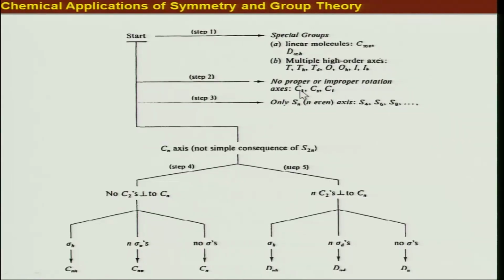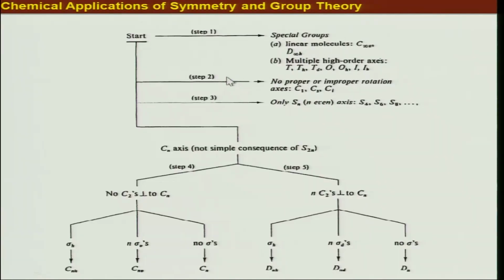So what are they? If you do not have any operations other than identity, your point group is C1. If other than identity you have only one sigma plane, then you have a Cs point group. Then if you find a molecular structure where inversion is the only operation other than identity, then the point group of that molecule will be Ci. Okay? So these are some special cases.